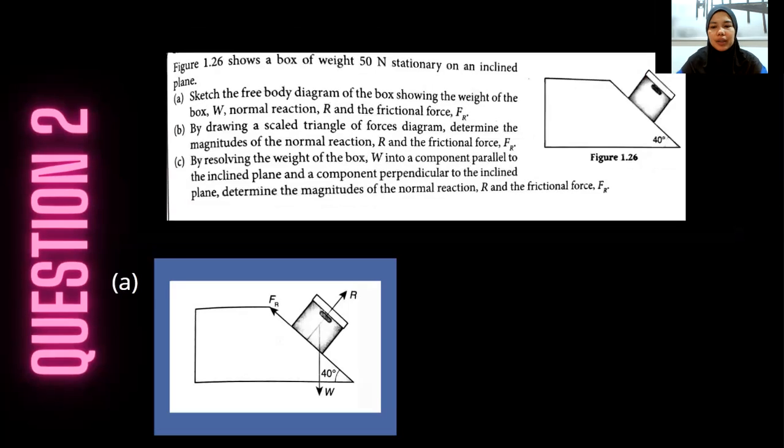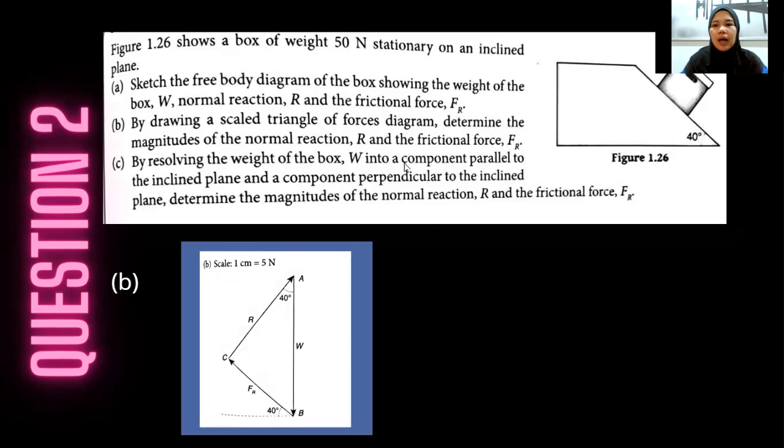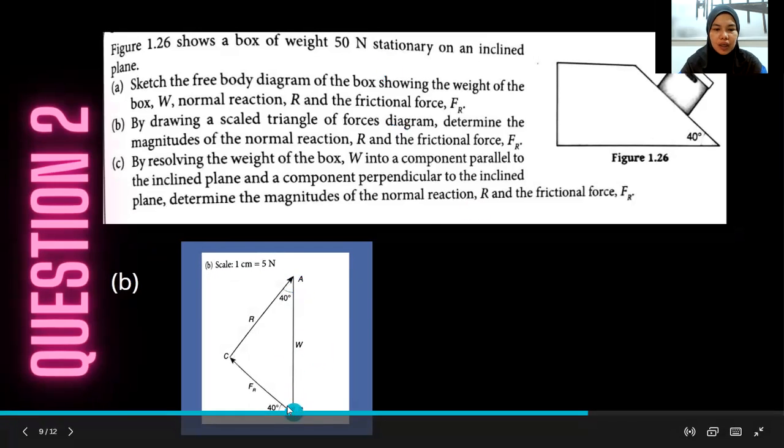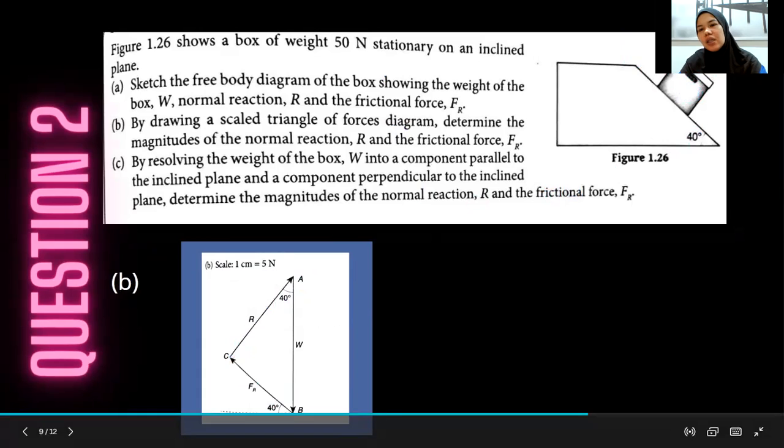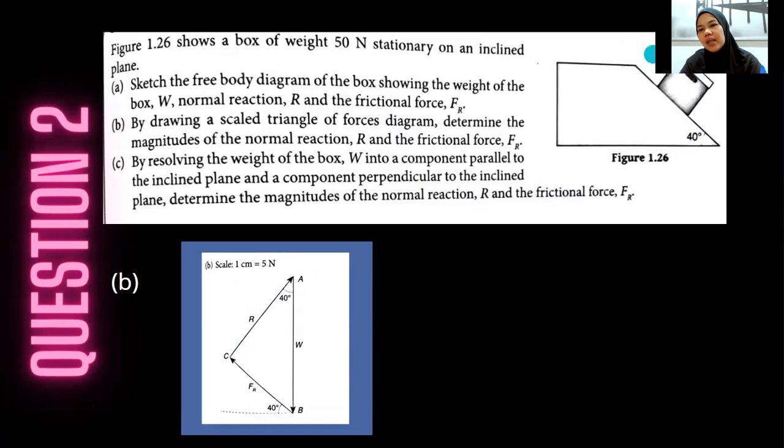Okay, we need to draw the triangle. How to draw the triangle? We already know weight is pointing downward, frictional force pointing upward here. And we have reaction force here. Or you also can use this, this is the main part. The reaction force is upward.